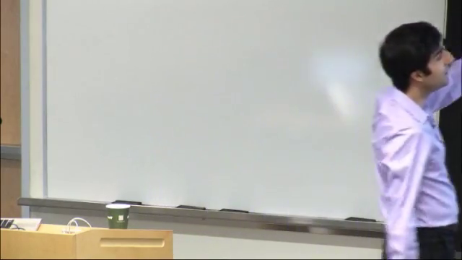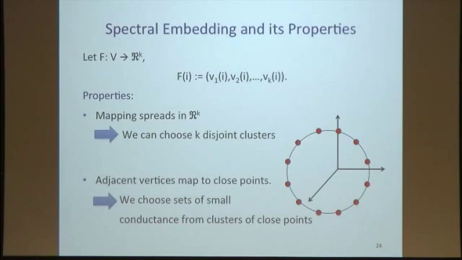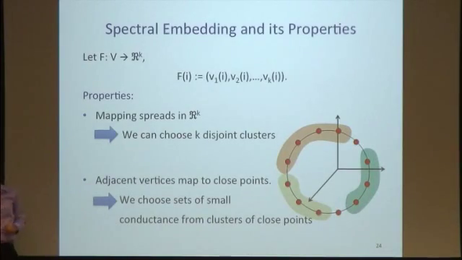I'm going to say the quantitative version, yeah. So we're going to use the first statement, the first property, to argue that we can choose k disjoint clusters. Because the points are spread in the space, we can choose k disjoint clusters. We use the second property to choose our clusters from groups of close points. Okay, so you see the cycle, for example. So basically, these two make two components of our proof.